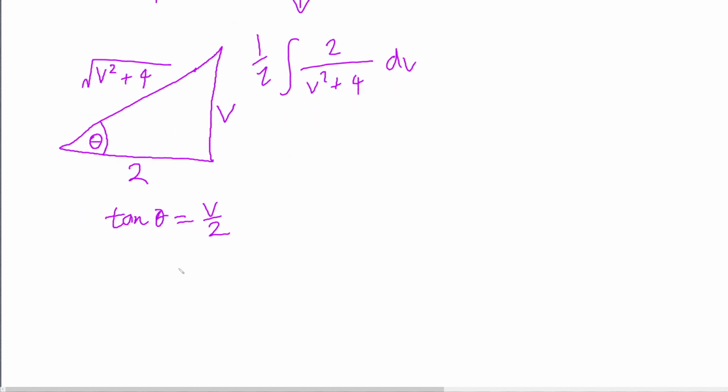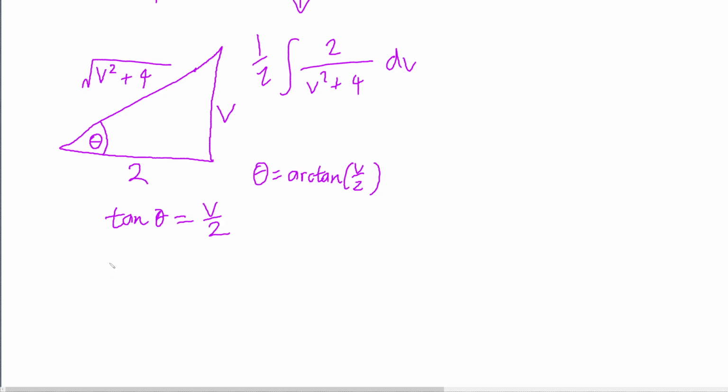So say we want to differentiate tan theta with respect to v. How would we do that? Or perhaps we don't want to differentiate tan theta itself, but we want to get a substitution out of this that we can use. We know that theta is going to be arctan of v over 2, and that's a fact that'll be useful to us later. But for now, let's just think upon this. Tan theta is v over 2.